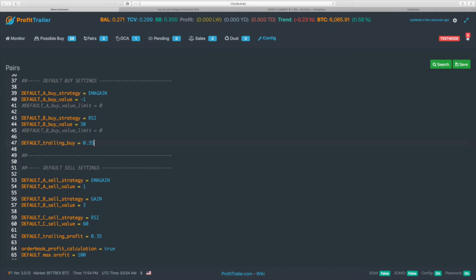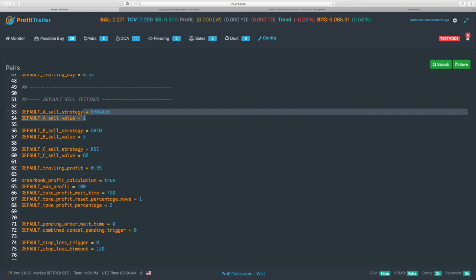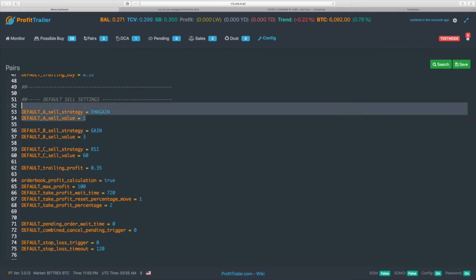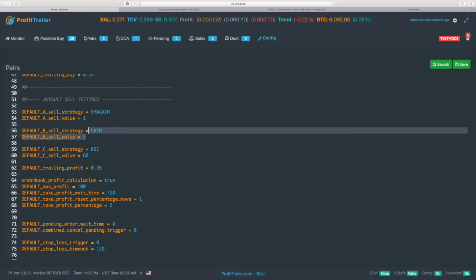For your default sell settings, it's going to be straightforward here, just like your buy strategy. I have EMAGAIN also set for sell. You can use it for selling. And I set my default sell value at 1% above the lowest EMA line, sorry, in this case. So that is where my window starts, at that EMAGAIN line of 1. But also notice I have set gain here of 3%. So it won't even start to look at this until it at least gets a 3% gain on the price from where I bought it at.